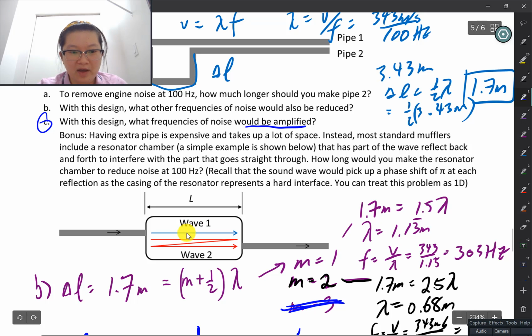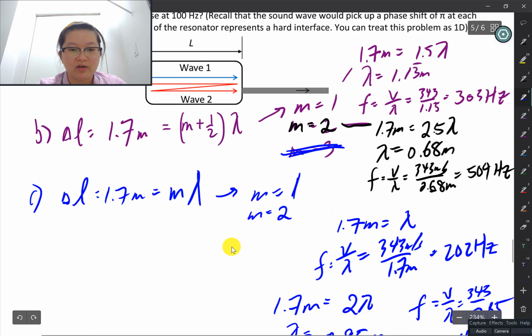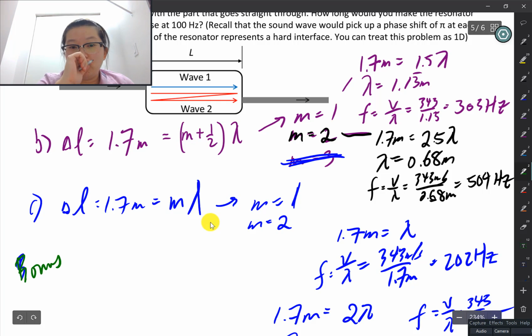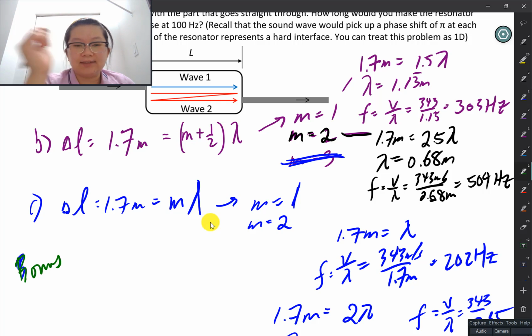Okay, so it's going to bounce back once. If we take a look, it bounces here and it bounces the other side and it comes back out. Okay, so how long would you make this resonator chamber? Okay, whew, what a question. Question bonus.